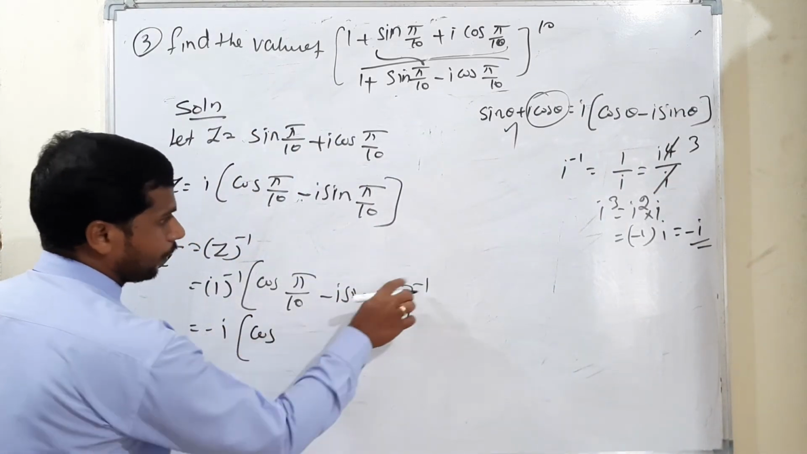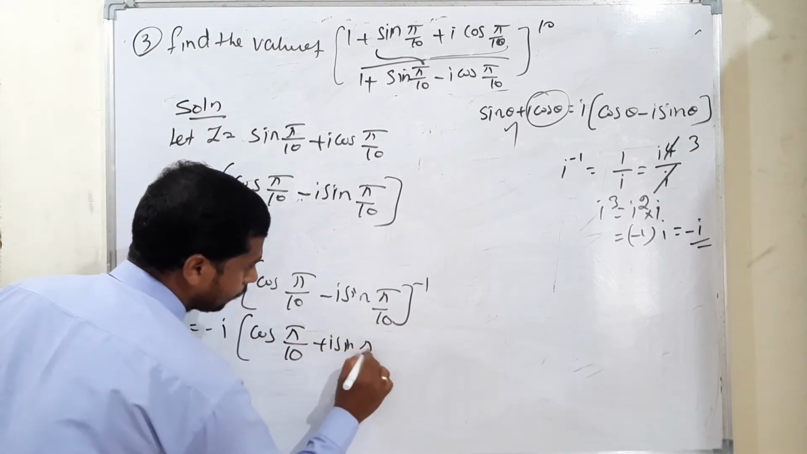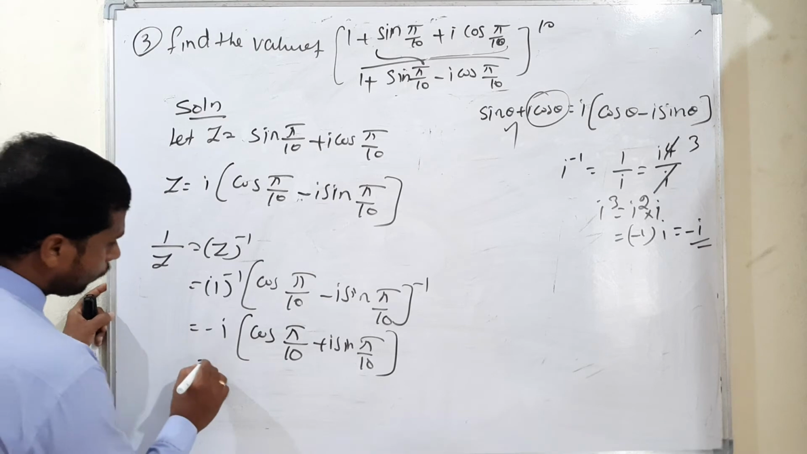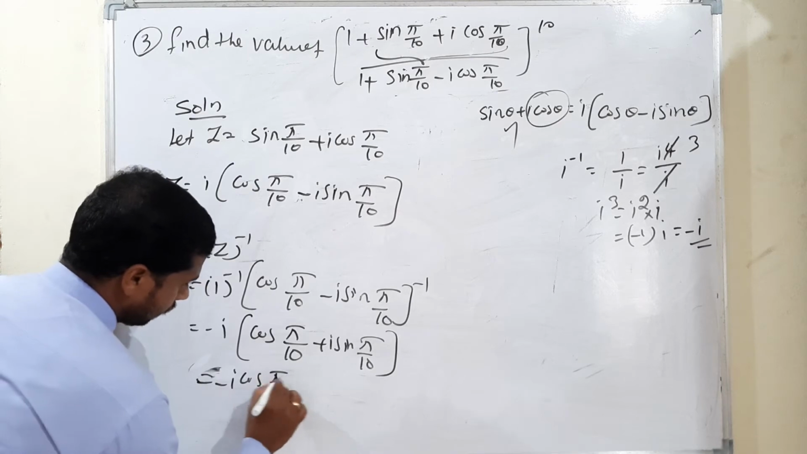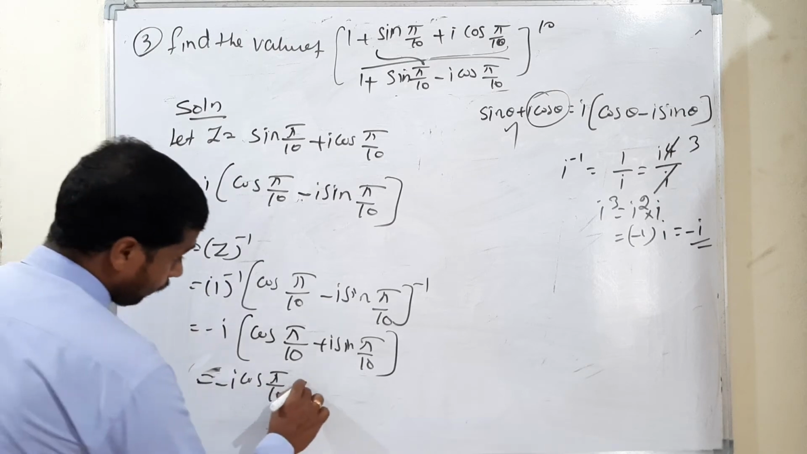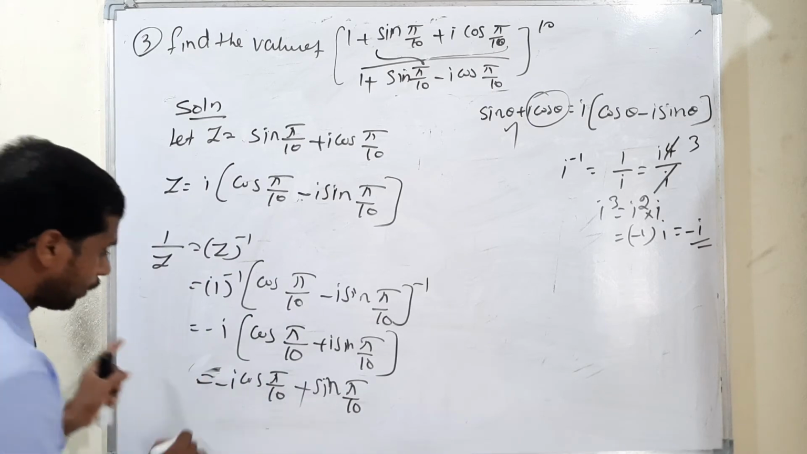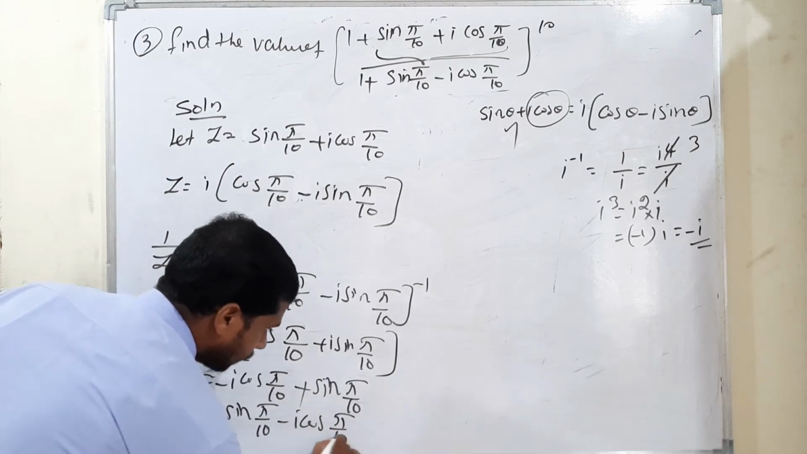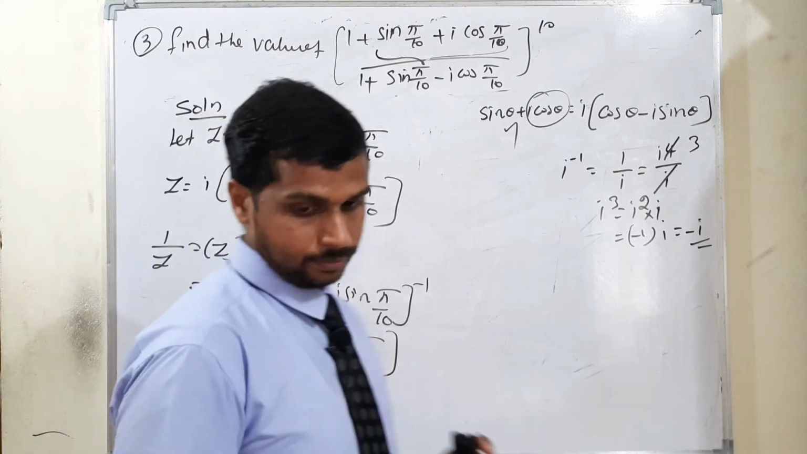Now, according to De Moivre's theorem, minus into minus plus will come. So cos pi by 10 plus i sin pi by 10. Now, multiplying by minus i each time: minus i cos pi by 10, plus, into minus minus i into i square, and i square means here plus will come, isn't it? Plus sin pi by 10. Now, starting with the positive sign, sin pi by 10 minus i cos pi by 10. After getting this, the value will be 1 by z, isn't it?